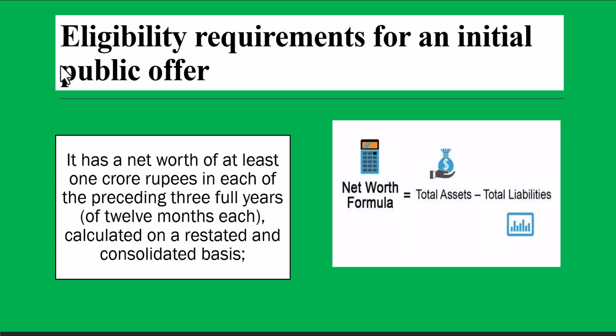It has a net worth of at least 1 crore rupees in each of the preceding 3 full years of 12 months each, calculated on a restated and consolidated basis. So it should have net worth. And what is net worth? Total assets minus total liabilities of the company. So it has a net worth of at least 1 crore rupees in each of the 3 preceding years. That means each of the 3 preceding years, it's not an average. So every year it should have at least a net worth of 1 crore.